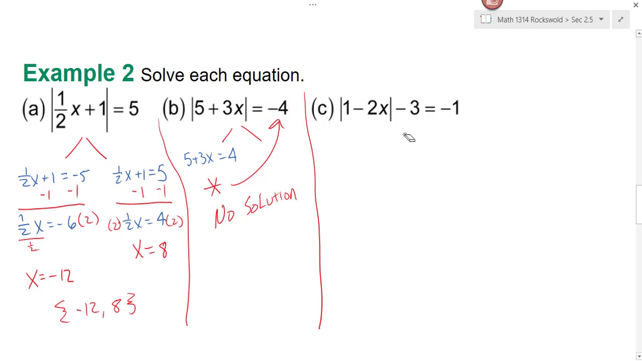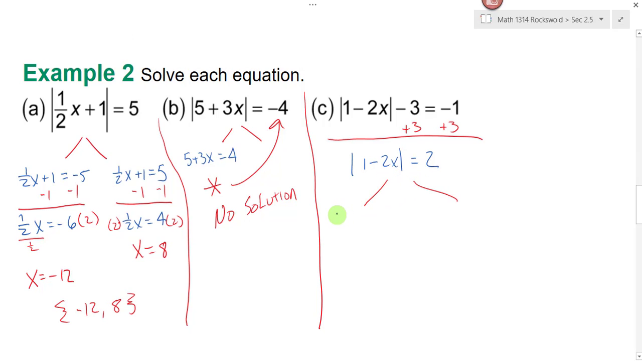On part C, we need to begin by isolating our absolute value. What do I need to do first? Add 3 to both sides. So you don't just look at this and say, oh, well, I've got an absolute value here and a negative here, there's no solution. You don't make that decision until you've isolated the absolute value. So this is going to give us the absolute value of 1 minus 2x is equal to 2. Now I'm ready to break this into two problems to solve.